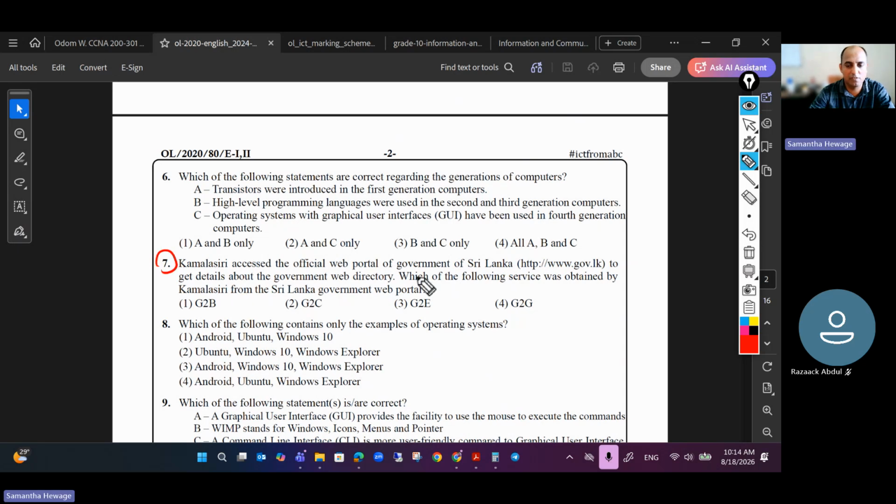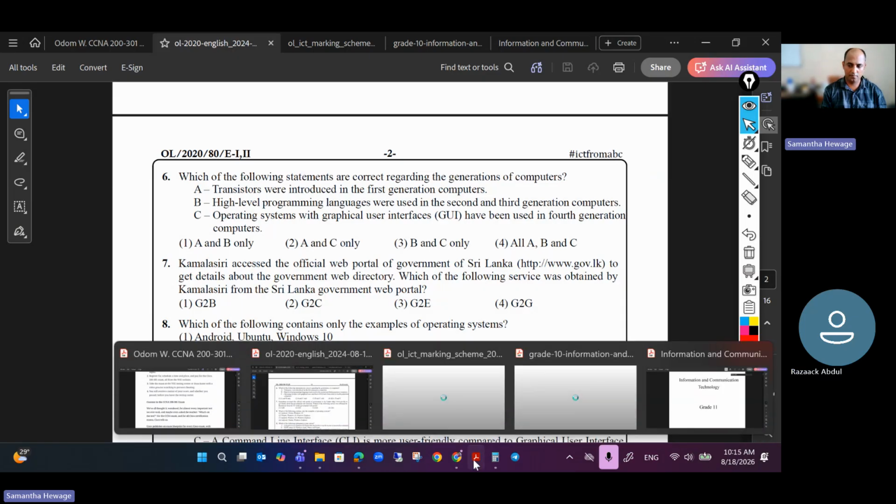Kamalasiri accesses the official web portal of the Government of Sri Lanka, right? www.government.lk, to get details about the government web directory. Okay. Which of the following services was obtained by Kamalasiri from the Sri Lanka government web portal? Okay. As I know, this syllabus is, I think, in grade 10. We'll see in grade 10.